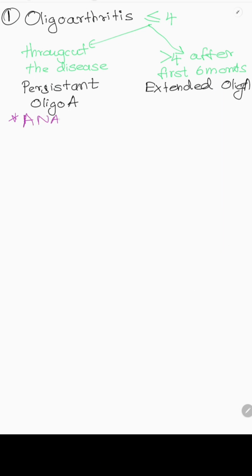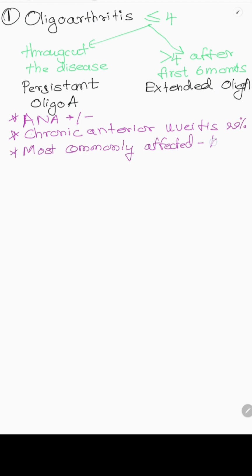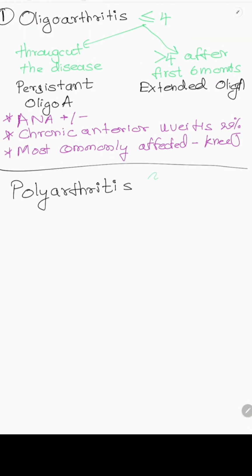Chronic anterior uveitis is present in 20% of them. Most commonly affected joint is the knee joint, and ANA can be positive or negative. Next is polyarthritis. It means the joint involvement is more than or equal to 5 in the first 6 months. There are also two types: rheumatoid factor negative and rheumatoid factor positive.